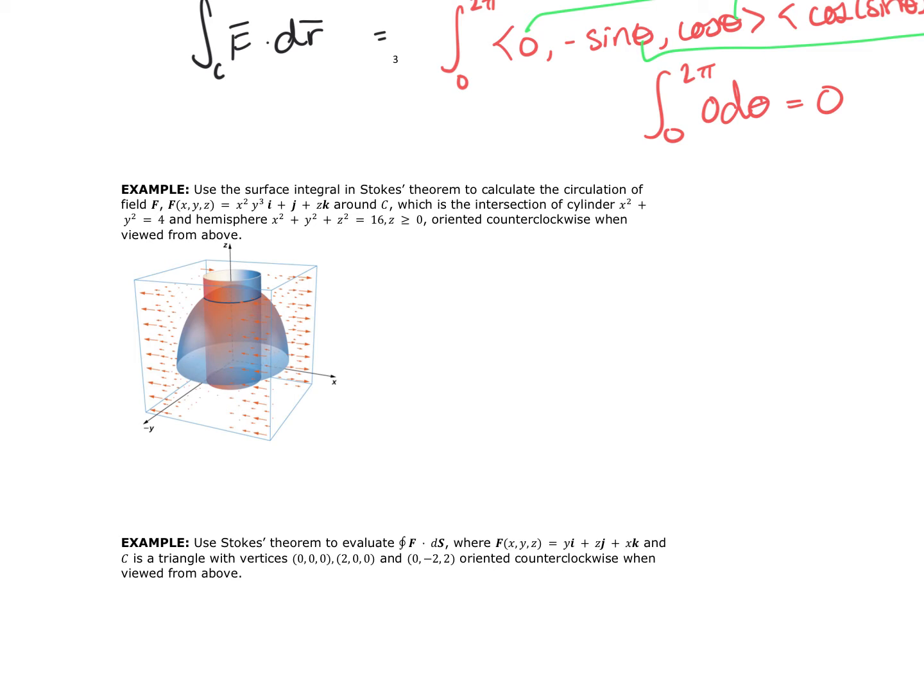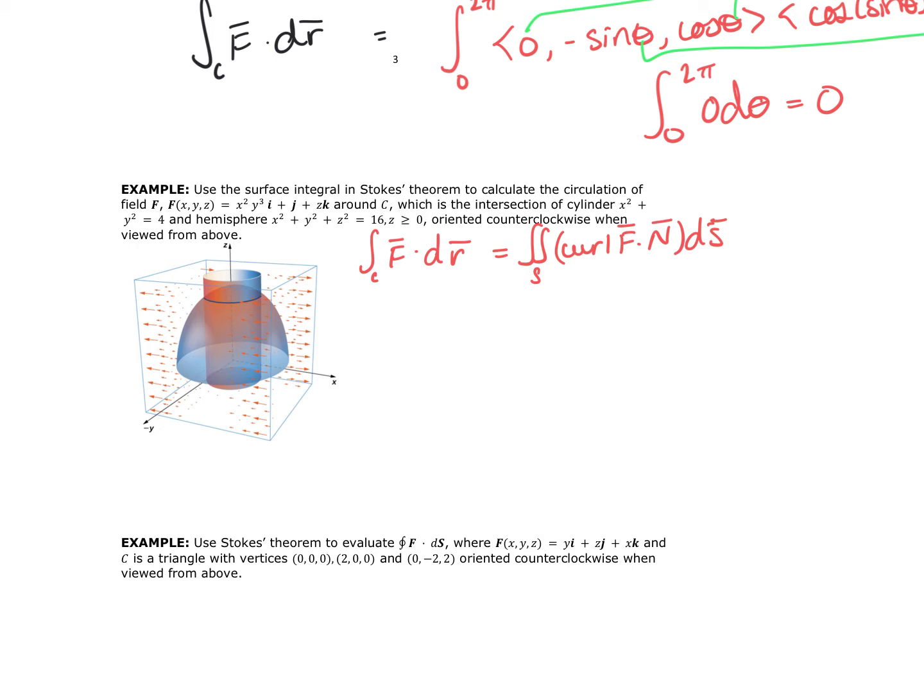Now we know from Stokes' theorem that the integration along the curve of F dotted with dr is the double integration along the surface of the curl of F dotted with n dS. And these are vectors or vector fields.